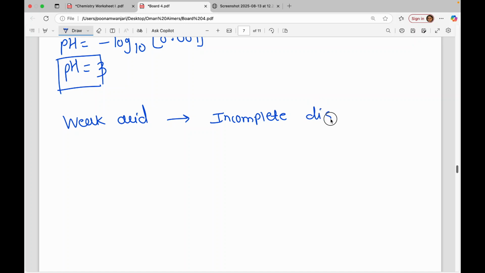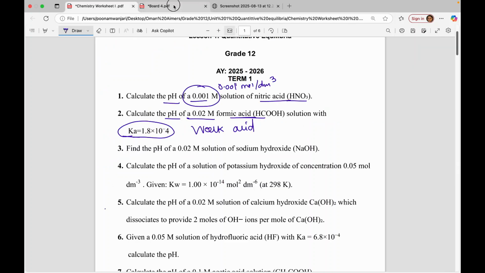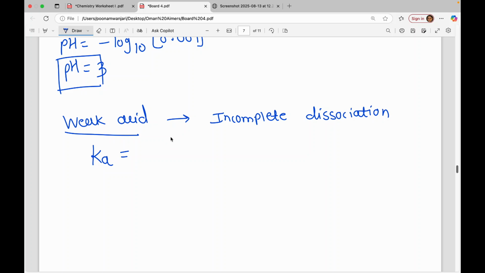Weak acid means it dissociates incompletely. Incomplete dissociation. So when we say weak acid, this is the reason, student, we have to find out the extent of ionization, and we get that extent of ionization from the equation, from the dissociation constant. So here the given acid is formic acid. Formic acid means methanoic acid.